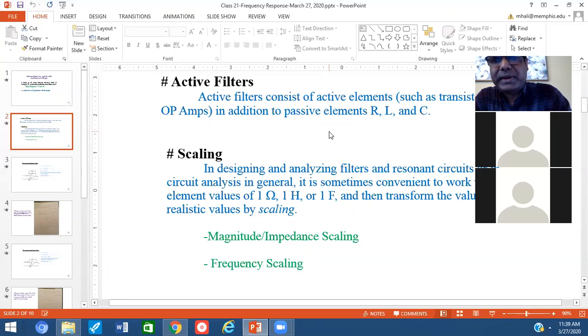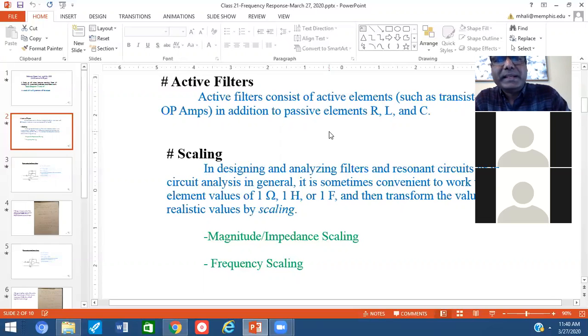In addition to that point, active filters have much higher gain as compared to the passive filters. So these are the two motivations to use the active filters. However, active filters typically work for the low frequency band. On the other hand, passive filters also help for the higher frequency band. In the next two slides, we'll be looking at two examples of low-pass and high-pass active filters.